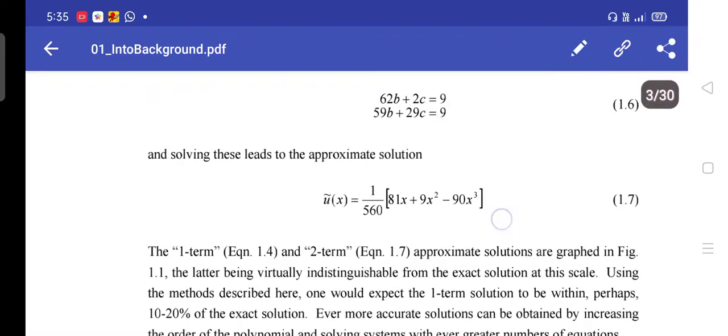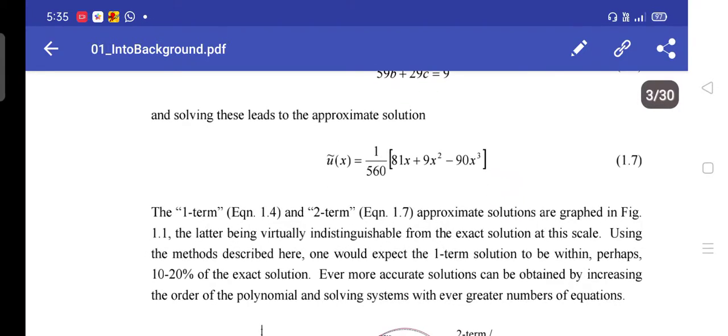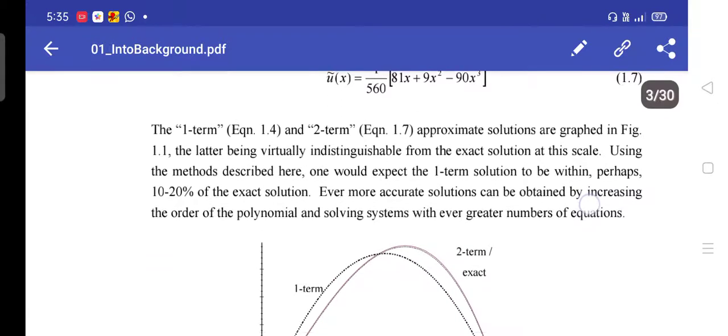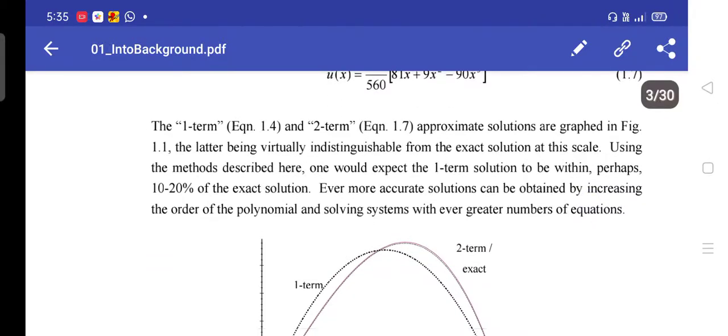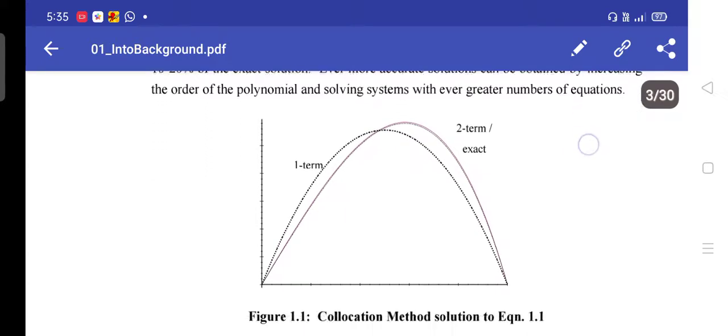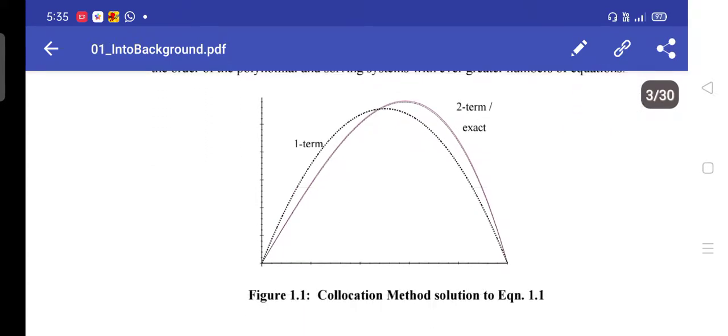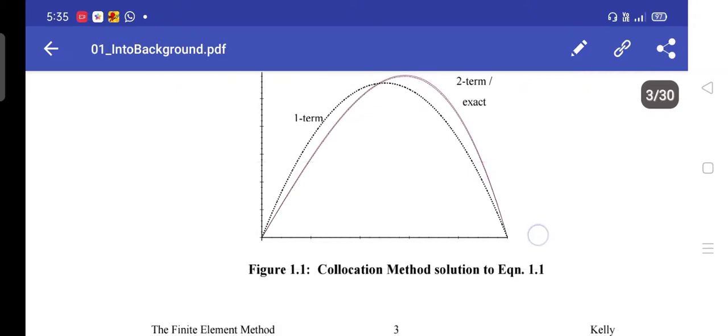The one-term and two-term approximate solutions are graphed, the latter being virtually indistinguishable from the exact solution at this scale. Using the methods described here, one would expect a one-term solution within perhaps 10 to 20% of the exact solution. Even more accurate solutions can be obtained by increasing the order of the polynomial and solving systems with an ever greater number of equations. The collocation method solutions: the one-term and the two-term.